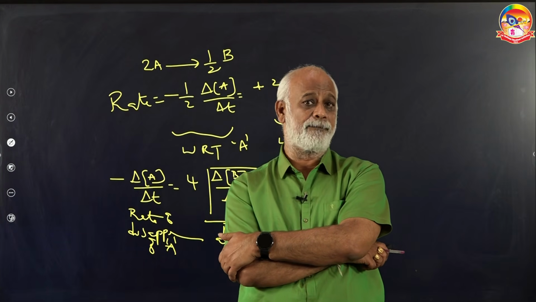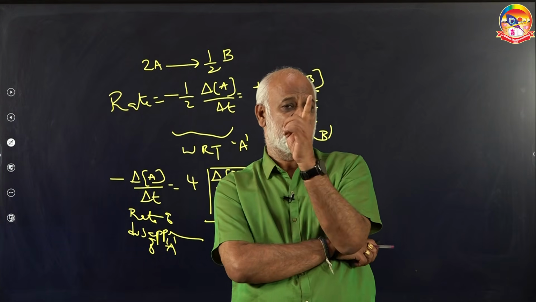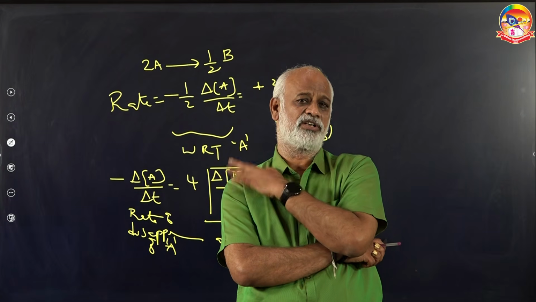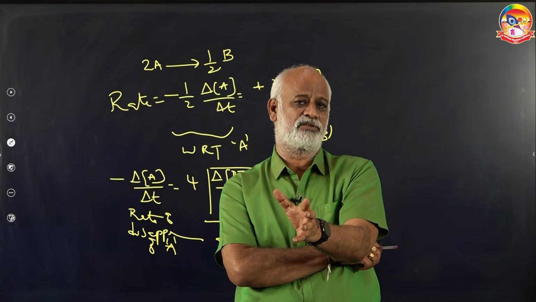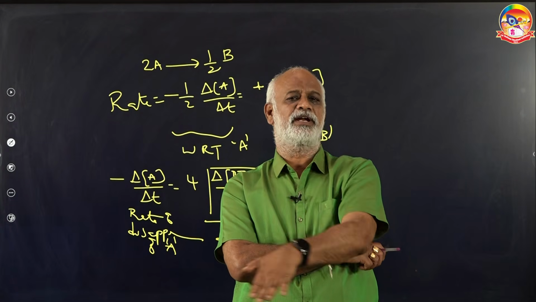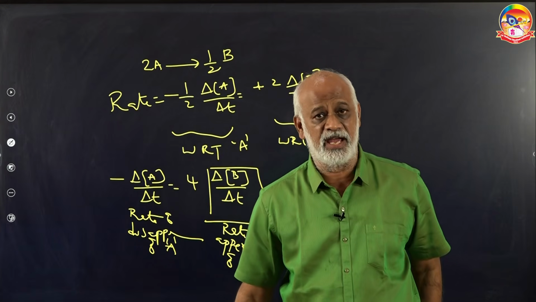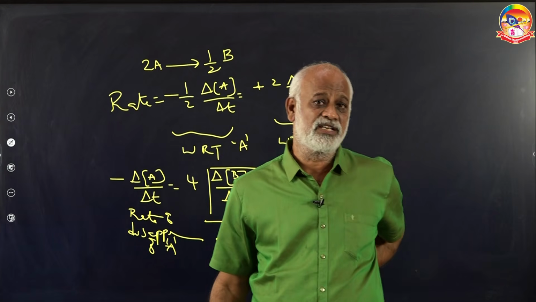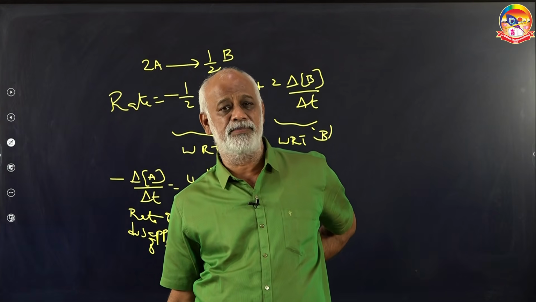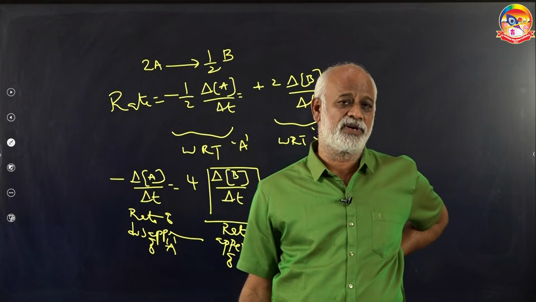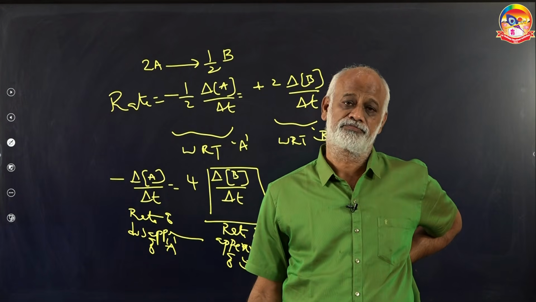Are they asking appearance and disappearance? If they ask rate of reaction, average rate with respect to reactant or with respect to product, the value remains the same. Once they say rate of appearance and disappearance, then the coefficients play a vital role.